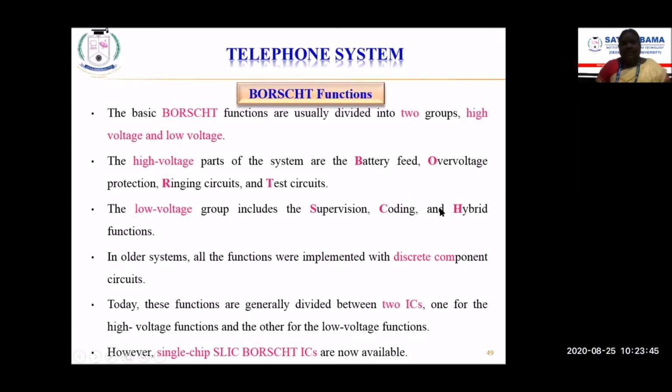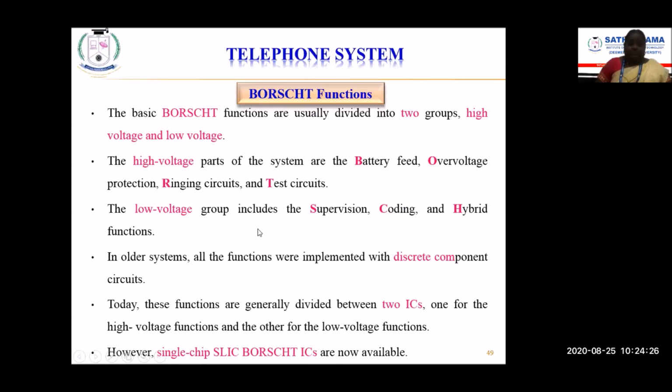So SCH, you have it in mind, BORT. Okay, high voltage group is nothing but BORT, and the low voltage group you can have in mind as SCH. Okay, so in the older systems, all the functions were implemented with discrete component circuits, and nowadays ICs are used for designing this SLIC. That is, we have single chip SLIC ICs, that is subscriber line interface circuits, providing all these functionalities as a single IC. Also it is being developed further, so it will occupy less space while providing all these functionalities.